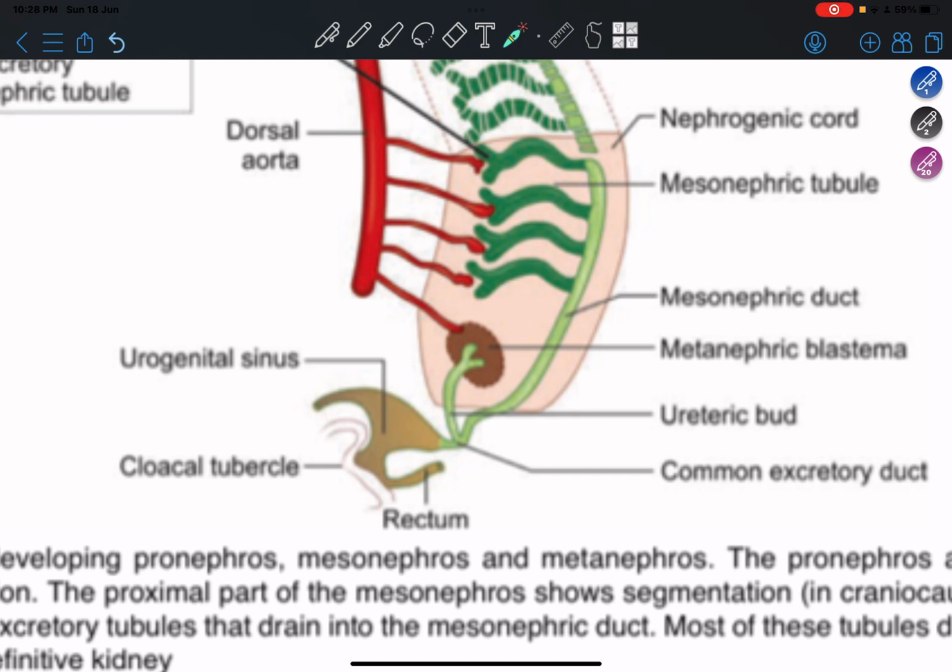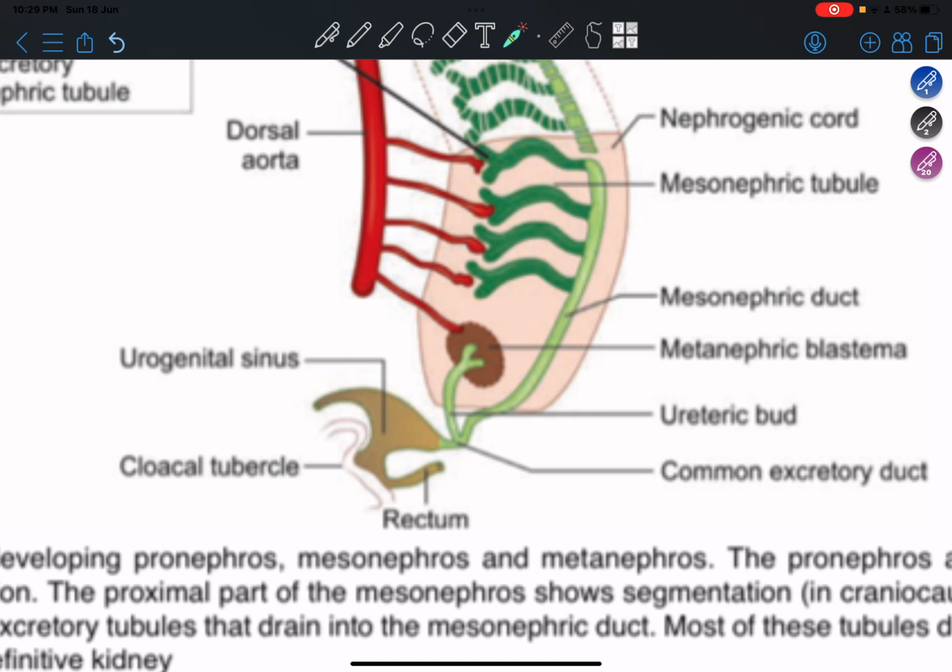As we discussed in the arch of aorta video, the pharyngeal arch arteries don't just appear. There are a lot of things happening at the molecular level. There are growth factors and everything that leads to vasculogenesis. Similarly, a lot is happening at the molecular level here, but that's too much detail, so for now we just go with the idea that it appears out of nowhere. So that is the metanephric blastema.